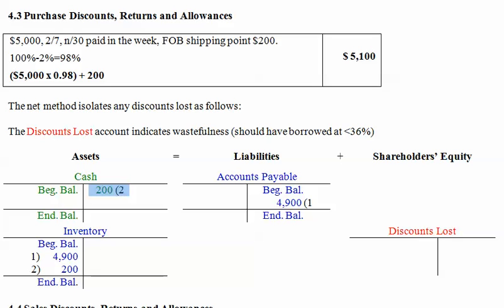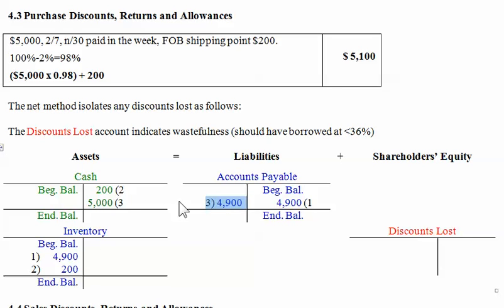Now let's go with what happens if they didn't pay within the 7 days. How it would have to be recorded then is that you're going to end up having to pay the full 5,000, excuse me. But here's the thing: you can't debit accounts payable for more than what's in there, so you'd have to debit the accounts payable for the 4,900.